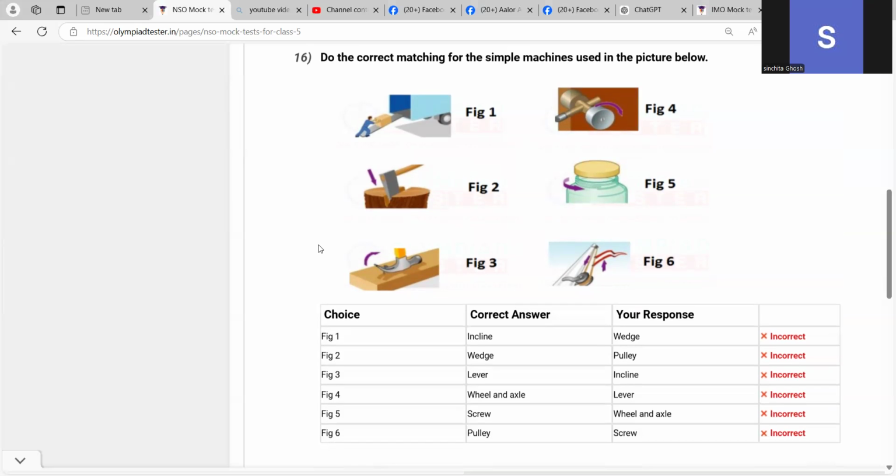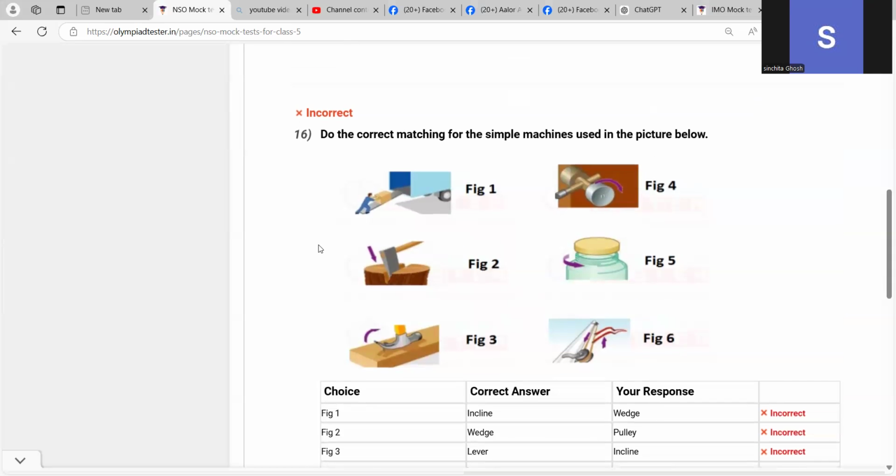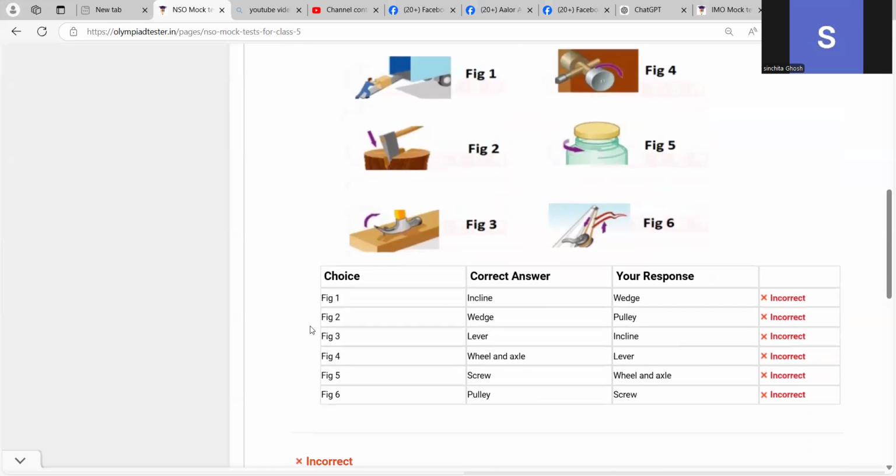So figure number 3, it's a lever. And obviously, it cannot be inclined. Inclined is this one, which is a little slanting in position. Then we have, which one? Lever is done. Figure number 3.